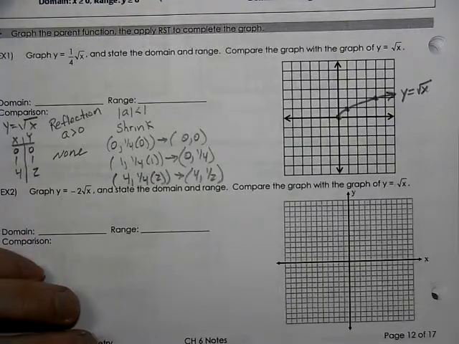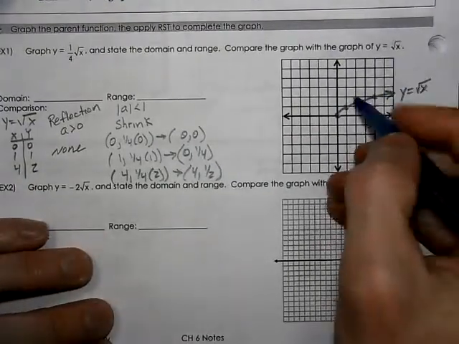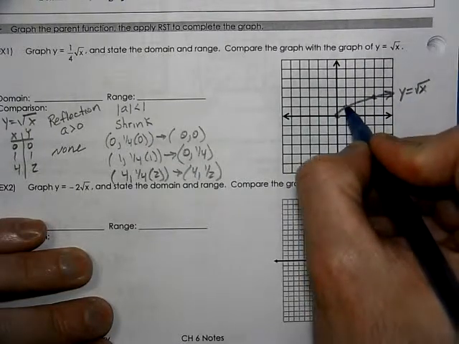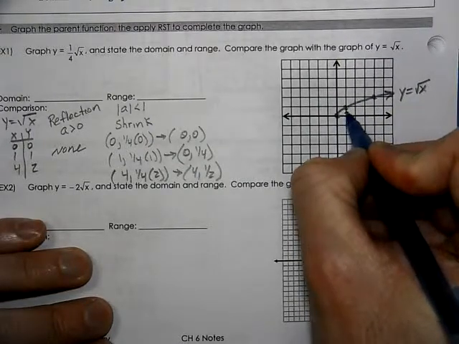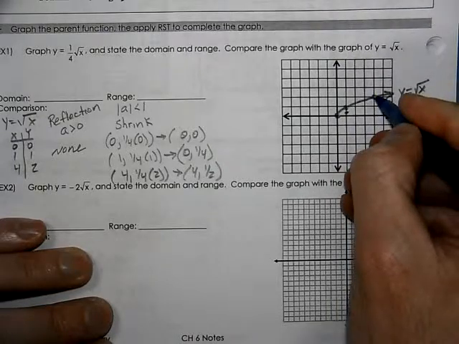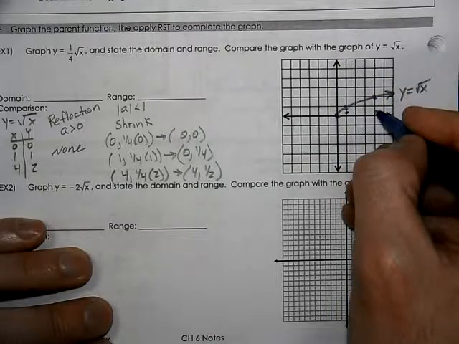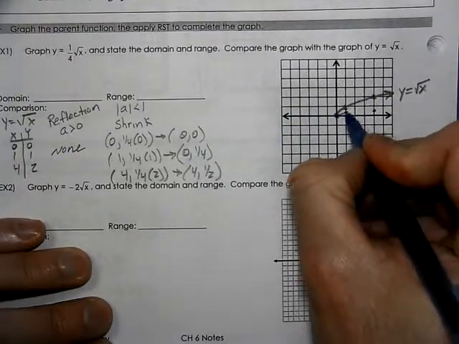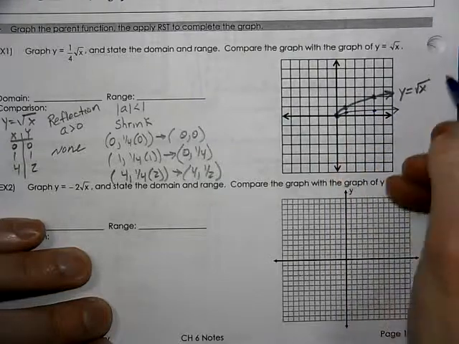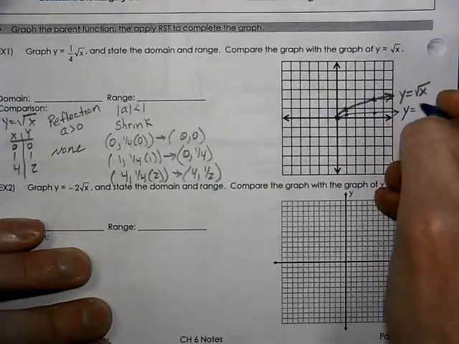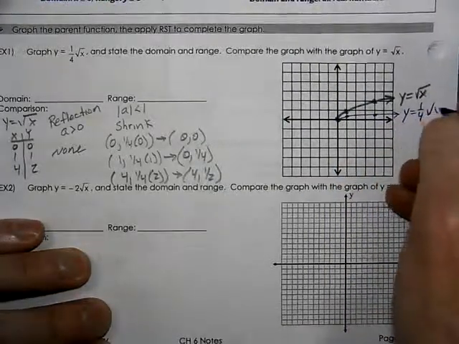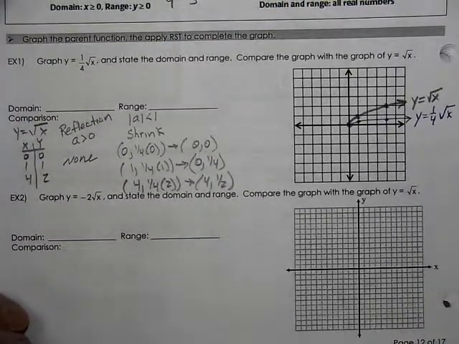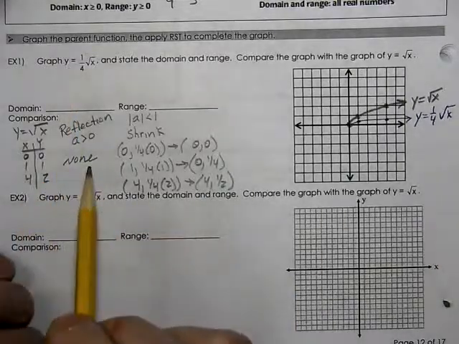Another way we could do that is to come over here to the graph. We know that this is going to shrink by 1/4, so instead of going up a full 1, we're going to go up a fourth. Instead of going up 2, we know we've got to break that into 4 equal pieces and go 1/4 of the way up, to a half. So this is y equals 1/4 the square root of x. And that is our final graph for this equation.